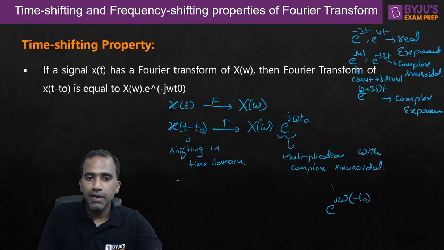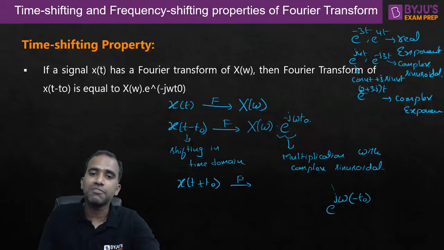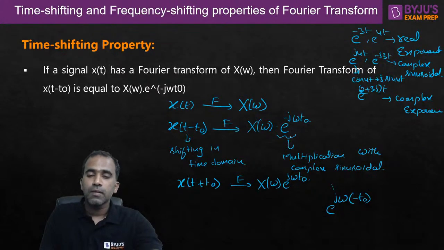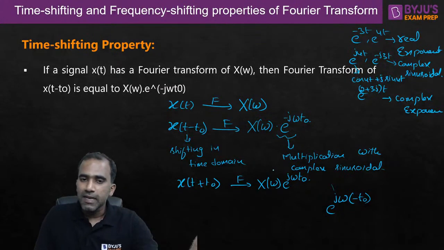Same thing, I can just rewrite it. X of t plus t naught, if you shifted the signal towards the left side, it is the same basic idea; instead of minus t naught, you are having plus t naught. So in the time shifting property, the same sign appears here and here. In the frequency shifting property, it will be slightly different. We'll discuss that in the next slide. I hope this is clear.